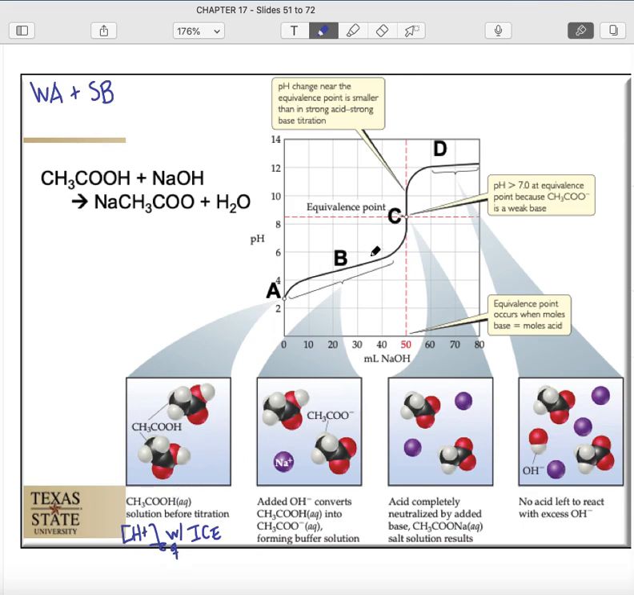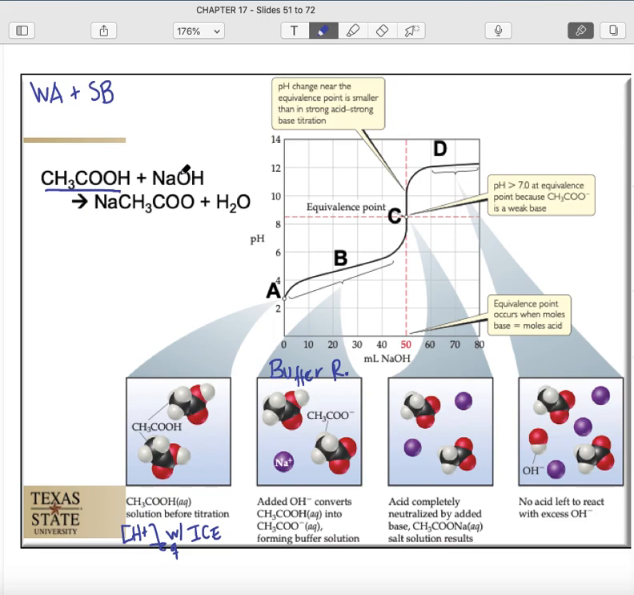All right. In stage B, that stage is known as the buffer region. And it is known as the buffer region because of the composition of the solution in that region. So if you think about it, in this region, before the equivalence point, it means that I have acetic acid in my container, and I have added some sodium hydroxide, but not enough to completely consume the acetic acid. So you're going to have some leftover CH3COOH, some leftover weak acid.